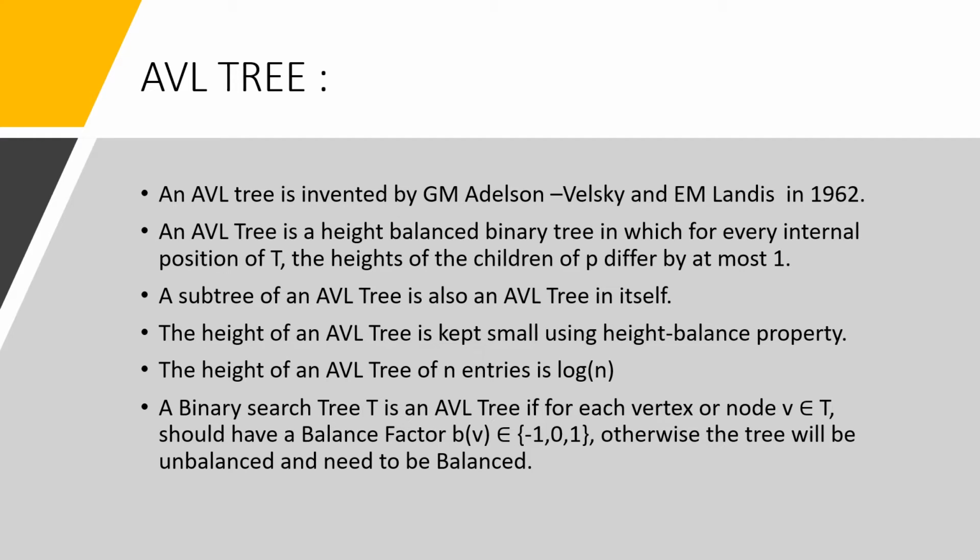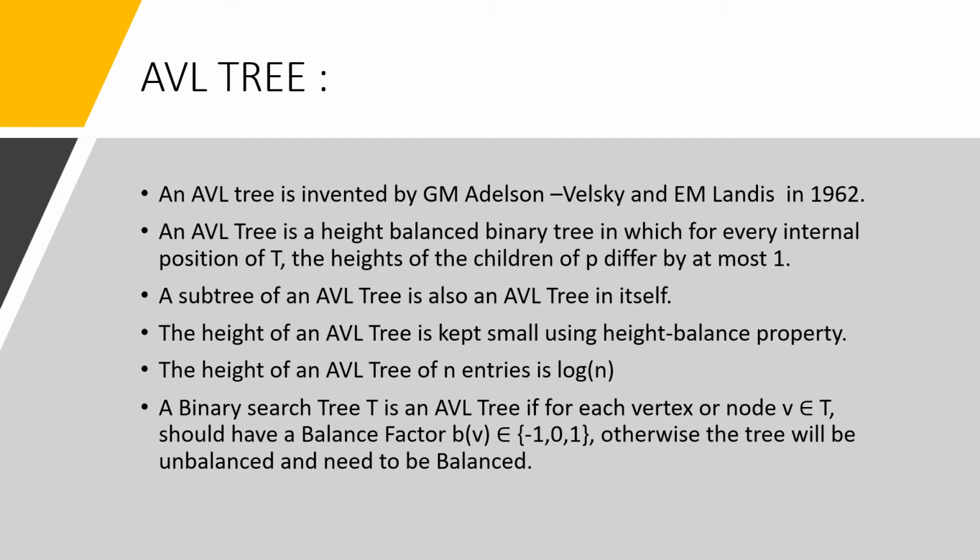We'll see what an AVL tree is. An AVL tree is just a binary search tree where each vertex or node belonging to the tree has a balance factor of -1, 0, or 1. So it's basically saying that the left subtree and the right subtree should not be heavy on one side. This helps in making the AVL tree balanced.